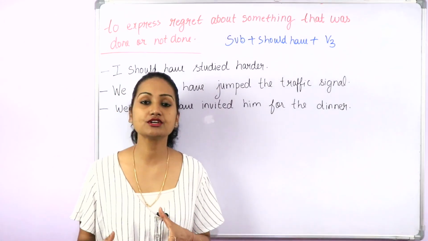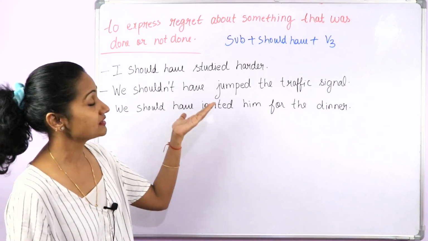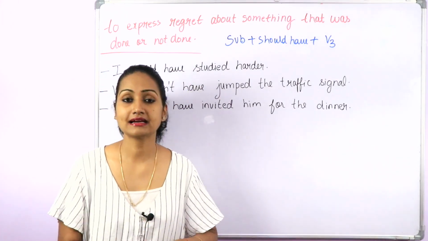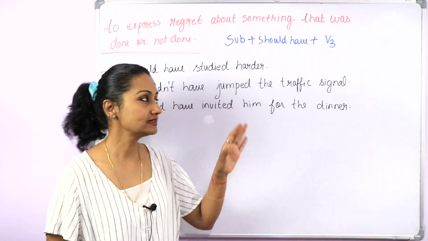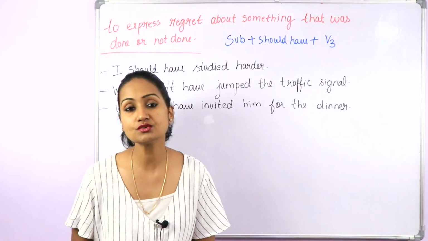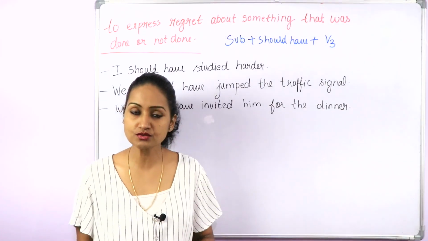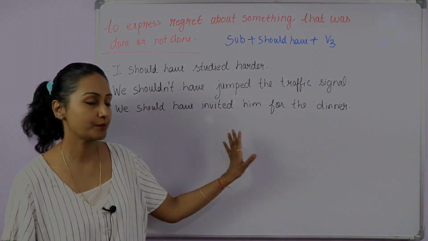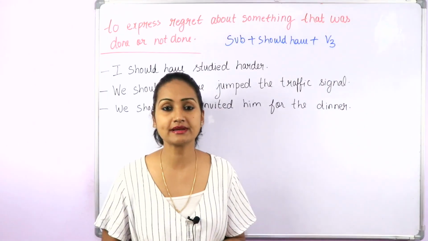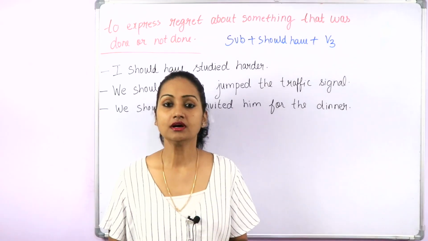So this way, whenever you have a regret about the past for something which was done or not done, in that case you can use should. In this situation, ought to is not very common, so I would not suggest you to use ought to, but yes, grammatically it's correct, you can use it, but should is better. Now we have learned how to make negative and positive sentences using should and ought to.